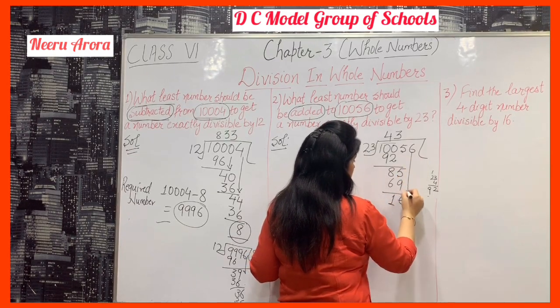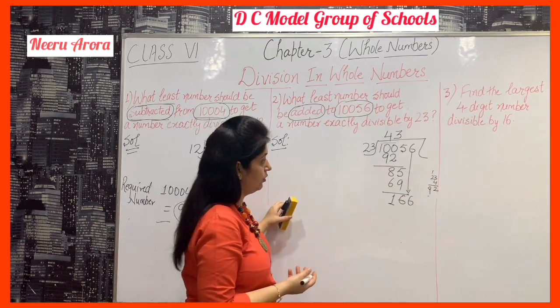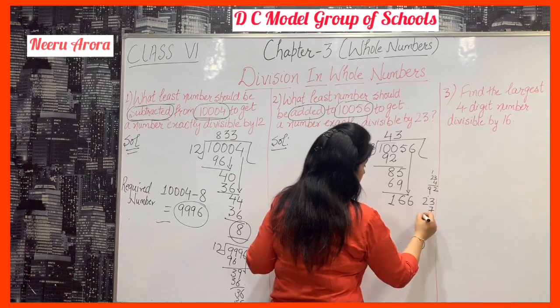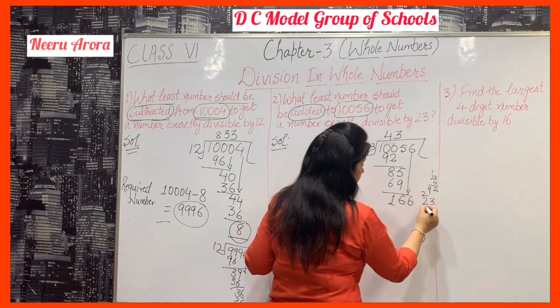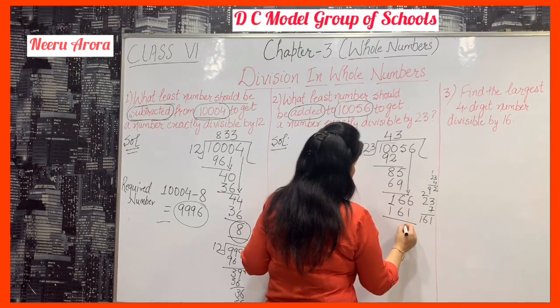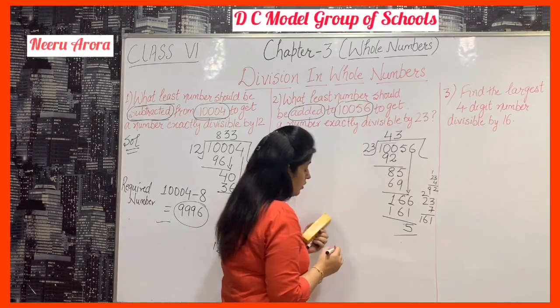So what comes down? Here 6 comes down, making 166. Now on which number will it go? 23 7s are 161. So what comes here? Here the remainder is 5.